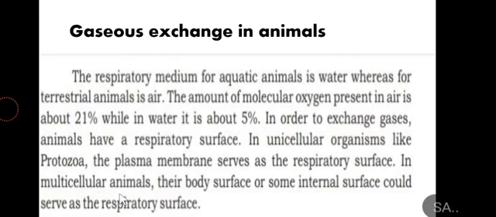However, in different multicellular animals, the body surface serves this purpose, like for example the sponge, or the most common amphibian, the frog. This can also respire with the help of its body surface in different conditions. Some internal surfaces could serve as a respiratory surface in multicellular animals like us. We have lungs, and in the lungs, at the level of alveoli, we exchange gases. That is, oxygen gas diffuses in, while carbon dioxide gas diffuses out.